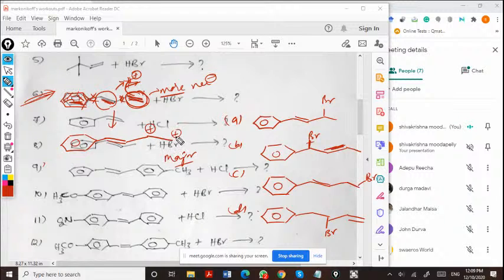If this is there, this is a primary carbocation. If this is there, this is an allyl carbocation, which is more stable. So this is eliminated. After this, it may conjugate.